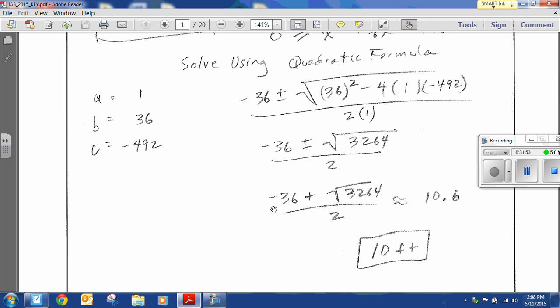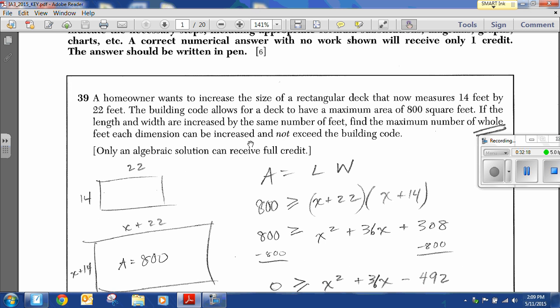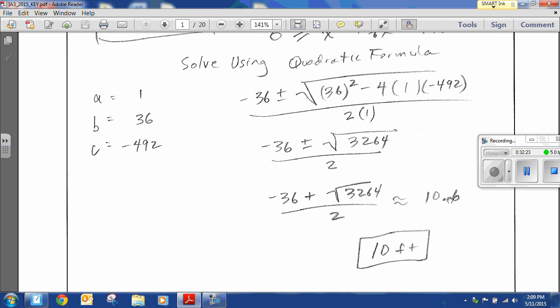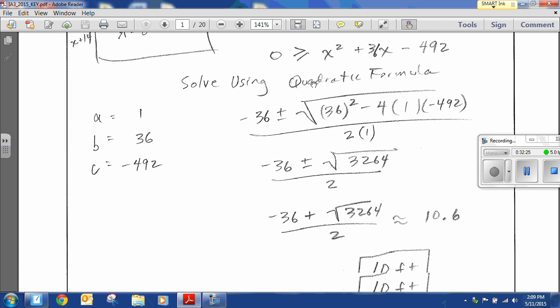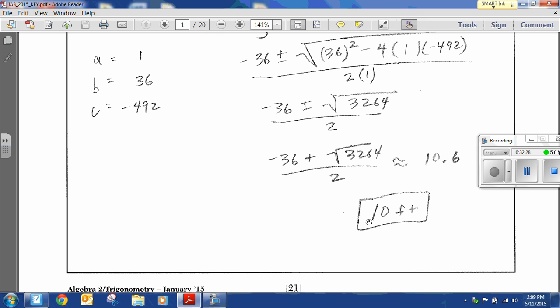We plug in, and as you can see, our solution must be positive. The negative solutions are rejected, so I'm not even going to bother with the negative 36 minus radical 3,264 over 2. I'm only going to calculate the plus. So once I do this, I end up with 10.6 feet. Now, since they want our answer to the nearest whole foot, I cannot round up because that would exceed 800 square feet. I must round down to 10 feet.